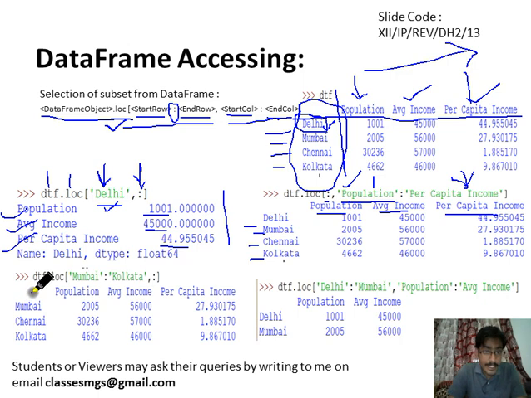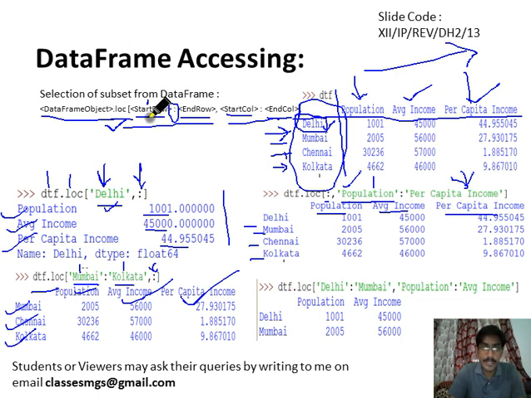The next example is dtf.loc where we want to fetch from Mumbai to Kolkata: the starting row position is Mumbai and the ending row position is Kolkata. The column part is blank, so all the columns. We want Mumbai to Kolkata data with all the columns. So Mumbai, Chennai and Kolkata are filtered with all the columns: population, average income and per capita income. All the columns are displayed here.